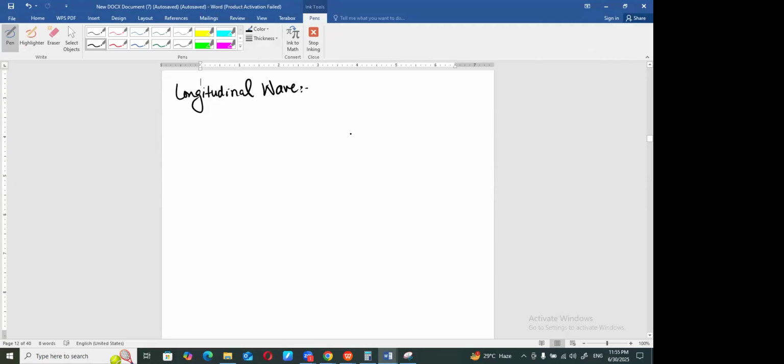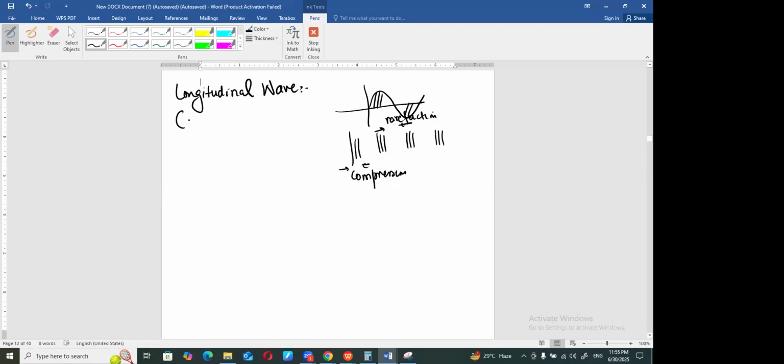Now, what are those? In case of transverse waves, you have crest or trough, right? In case of longitudinal wave, the wave particles are compressing and expanding. So where they compress, we call that compression. And where they expand, we call them rarefaction.